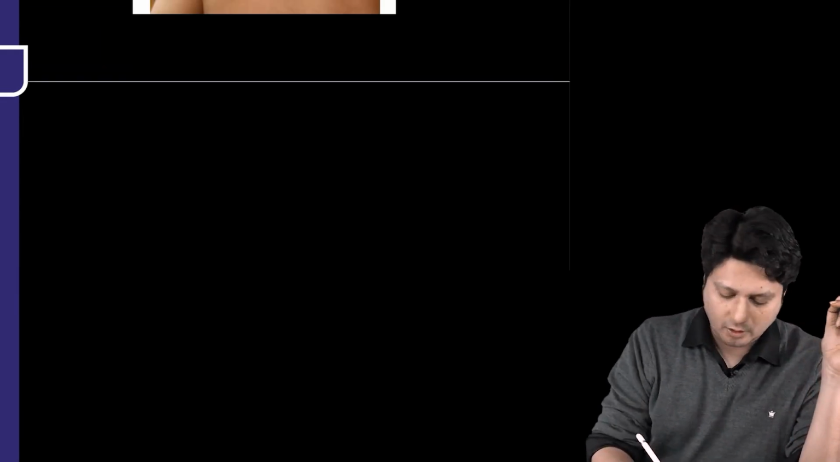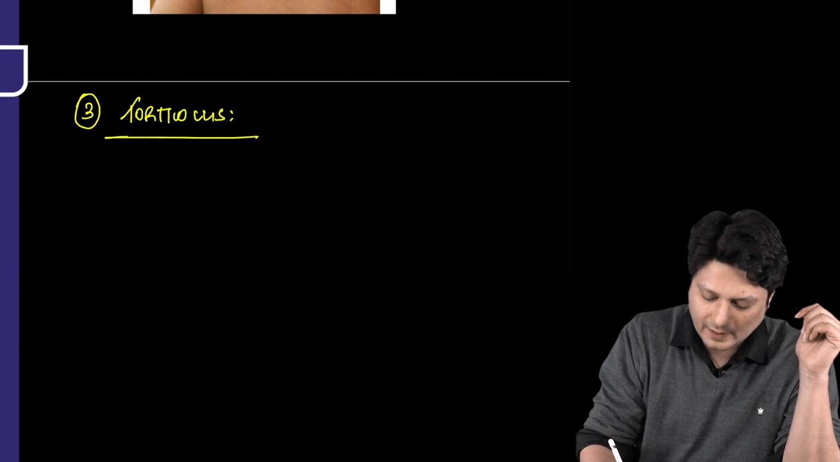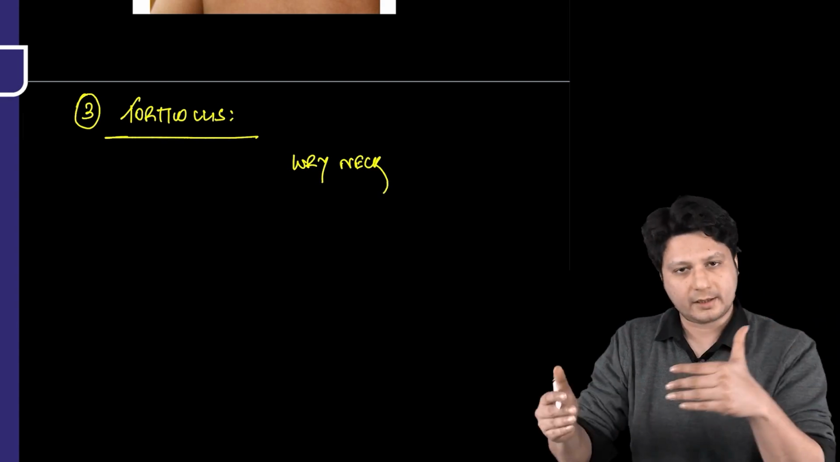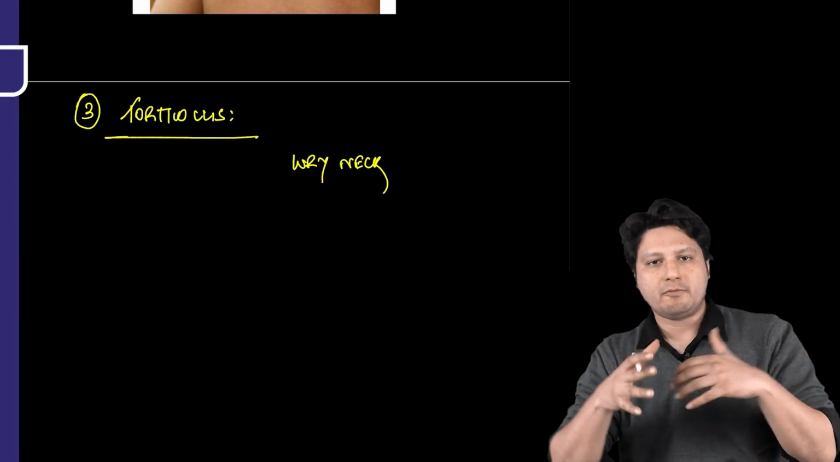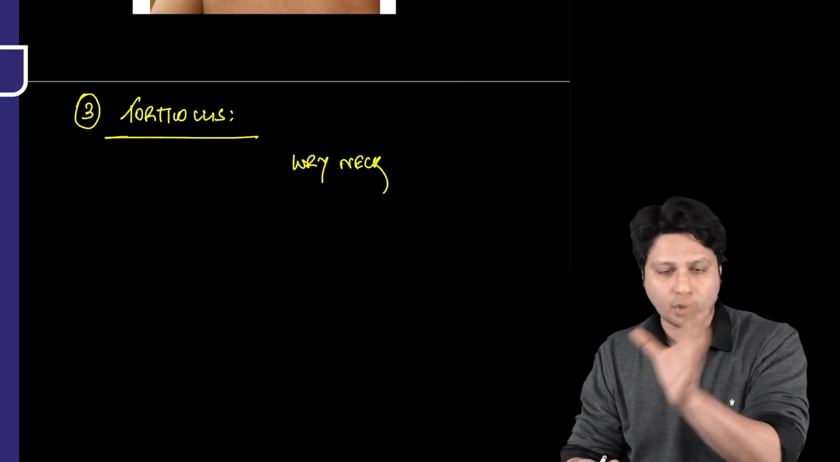Now, the third topic related to pediatric orthopedics is torticollis. All of you are aware of what torticollis is. Torticollis actually is a wry neck. Wry neck means bending of the neck. So it is a congenitally bent neck. When a child is born with a congenitally bent neck, that is known as torticollis.